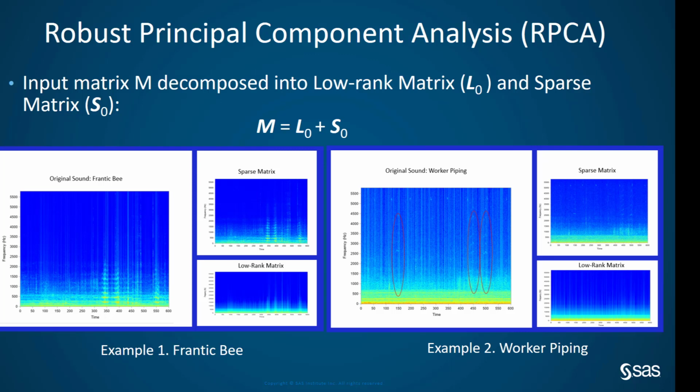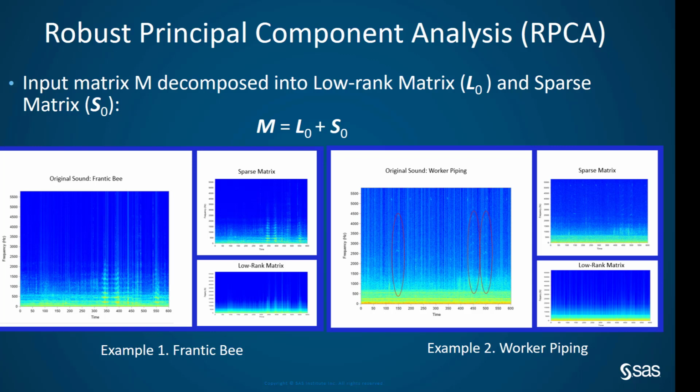In case you're not familiar with RPCA, I'll describe it in a bit more detail here. Robust Principal Component Analysis, RPCA, is a matrix decomposition method that decomposes an input matrix into a low-rank matrix and a sparse matrix. RPCA is used quite extensively in video surveillance applications to separate the background, which is mostly contained in the low-rank matrix, from the moving foreground, which appears mostly in a sparse matrix.